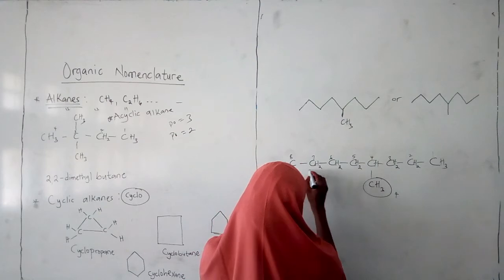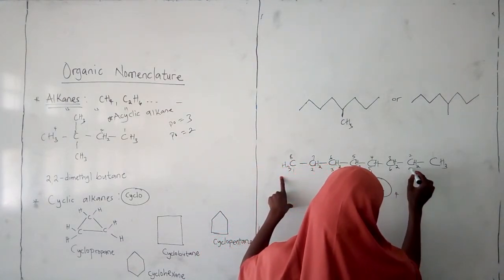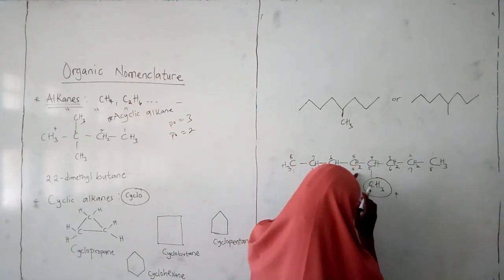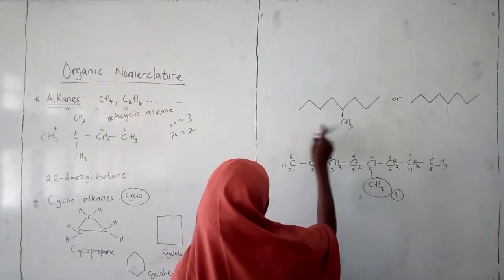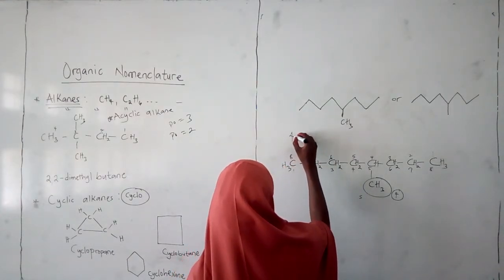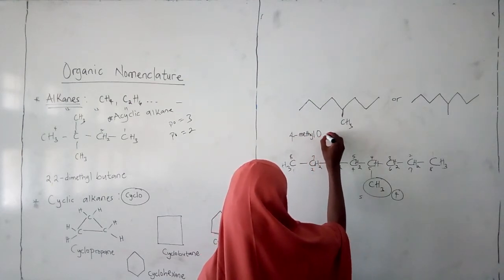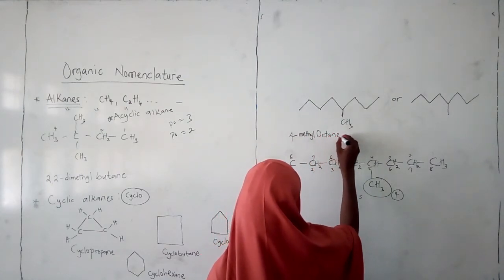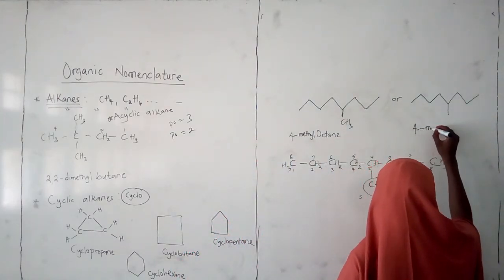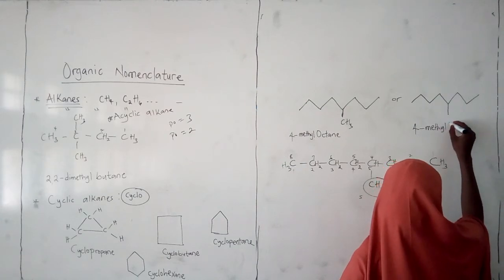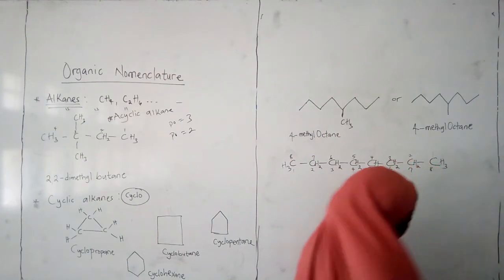Counting from this side, 1, 2, 3, 4, 5, 6, 7, 8. From this side, our substituent is in position 5. So we are going with this. So now the name of this is what? 4-methyl octane. Now this is the same thing as this. It's 4-methyl octane.